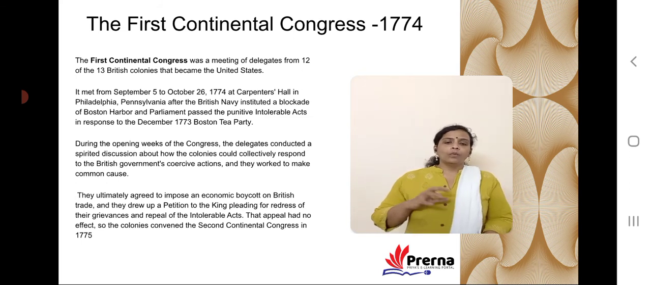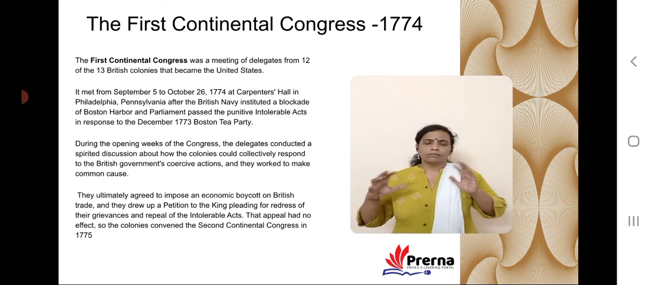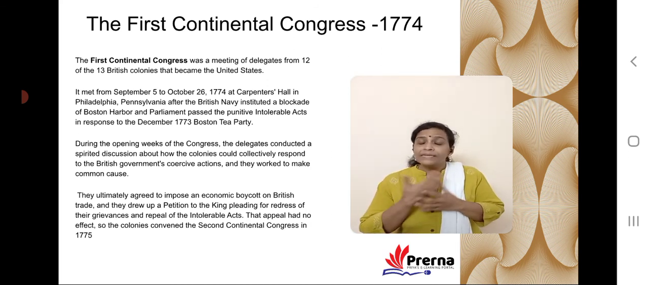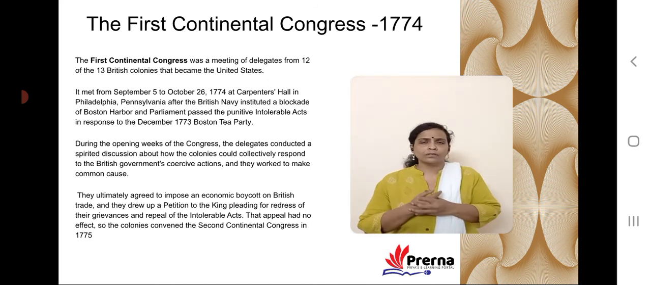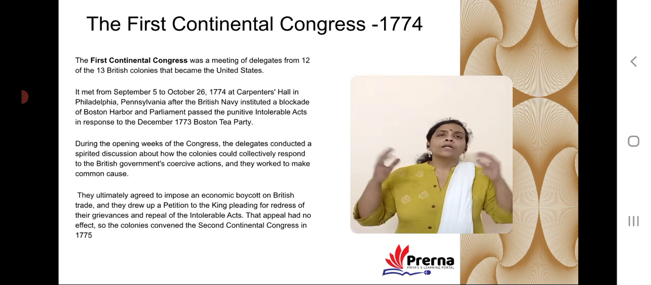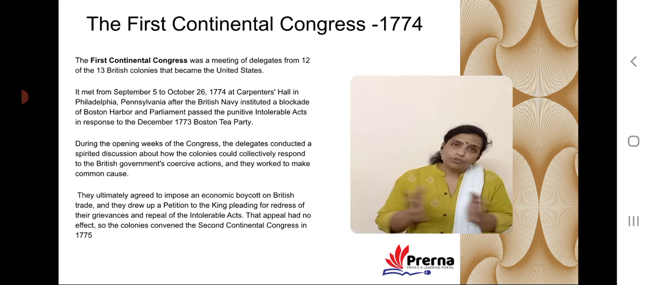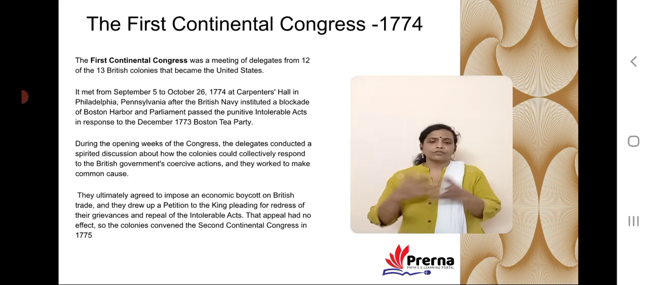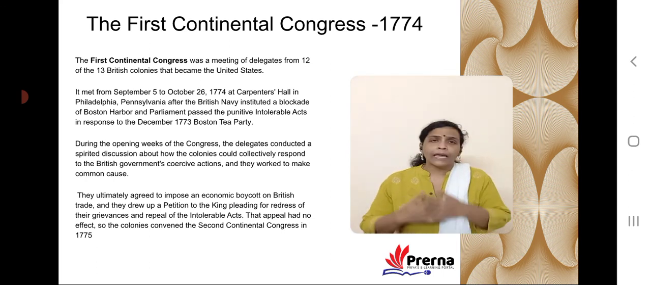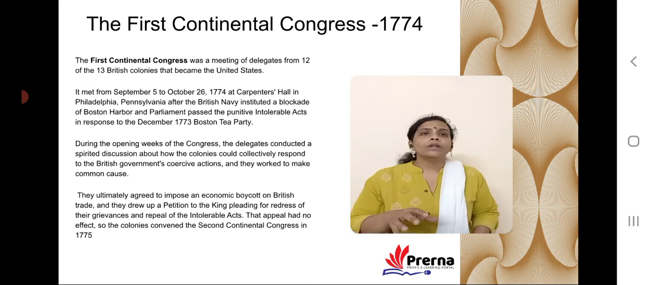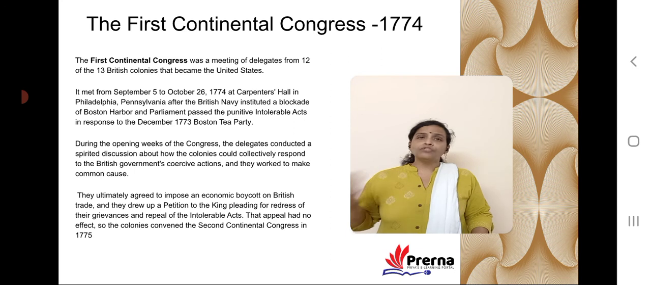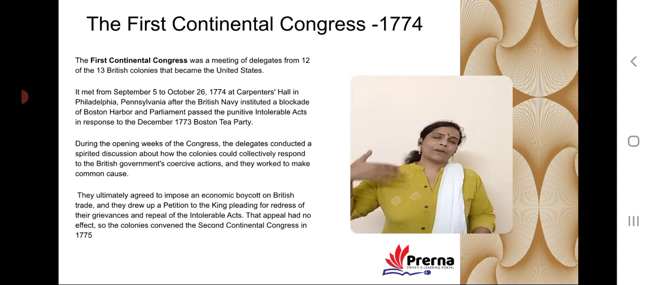Now when Britain reacted in a very oppressive manner by closing the Boston seaport rather than addressing their grievances, the colonies decided to come together. The representatives of the colonies came together, first in 1774. Other than Georgia, all the colonies sent their representatives.